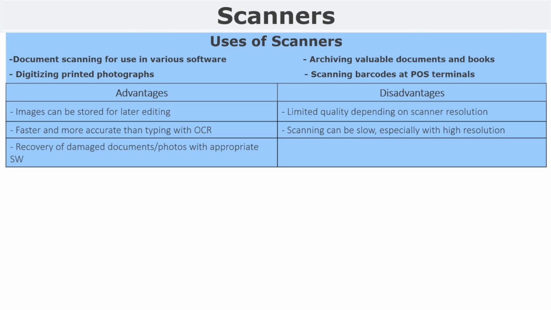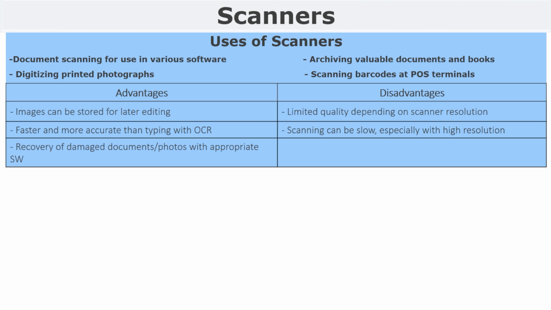The next item is a scanner. Scanners basically take hard copies of any material and scan them into a digital form. So they are used for digitalizing, and they are also used to scan barcodes at POS terminals. Some advantages of scanners are that they take images and store them for later editing, and they are a very fast and more accurate way than typing, using OCR. The last advantage is that in terms of recovering damaged documents or photos, the scanner is a very good tool to use.